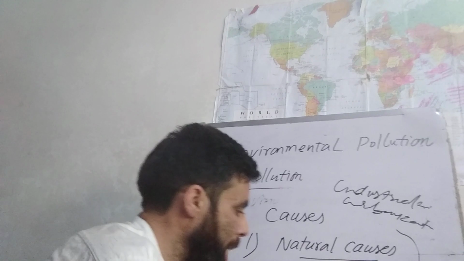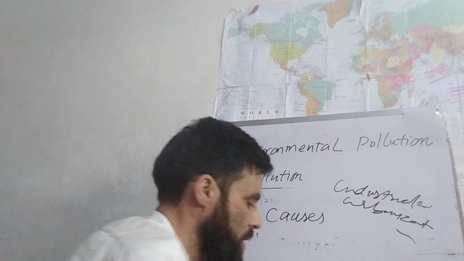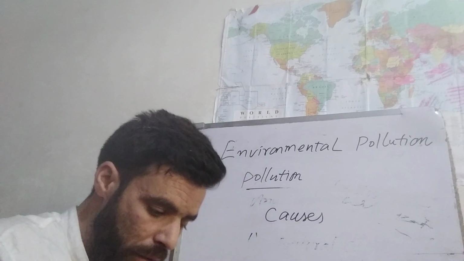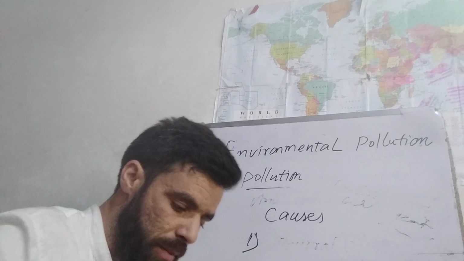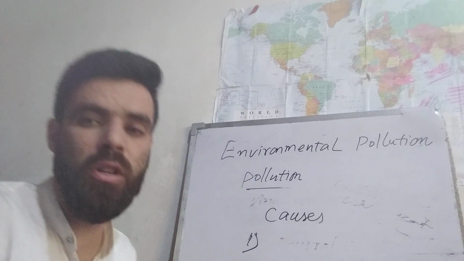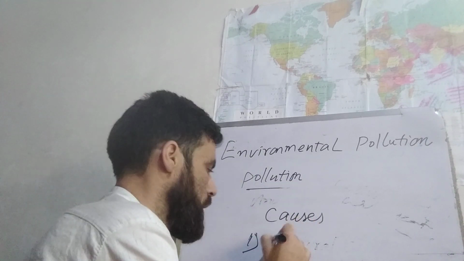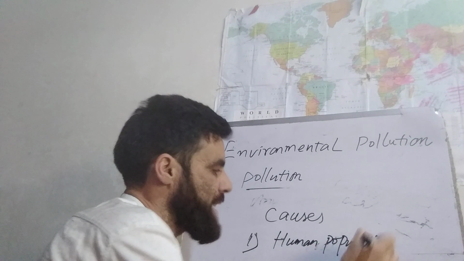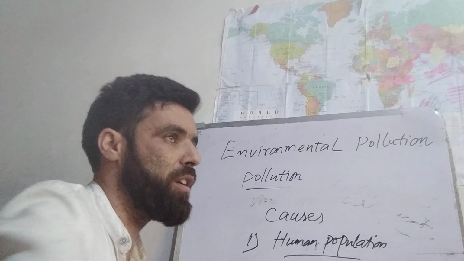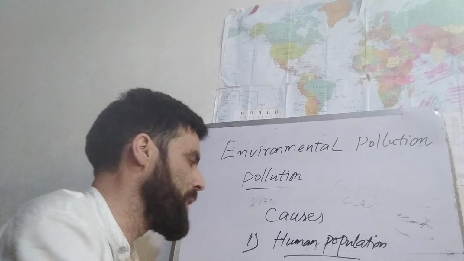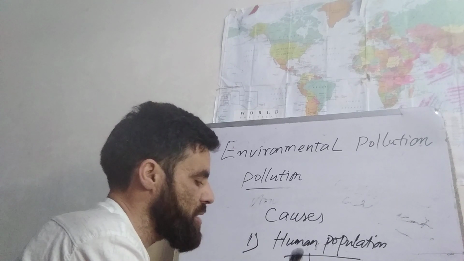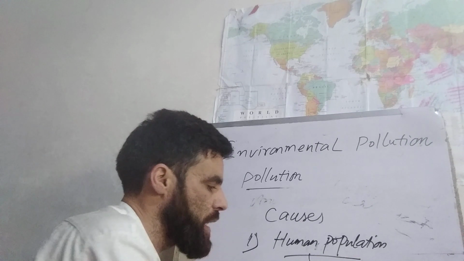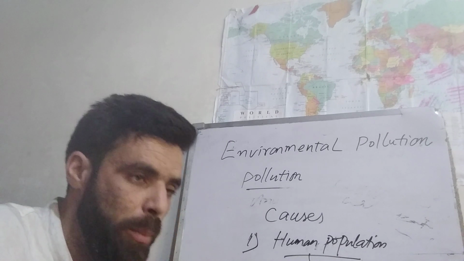Here, there are many causes of pollution, as I have mentioned, natural and anthropogenic. First, I can write here the cause of the pollution is uncontrolled growth in human population. Growth is really essential, but we have touched nearly 8 billion population globally. Human population has rapidly increased. The rapid increase in the population has led to pollution.